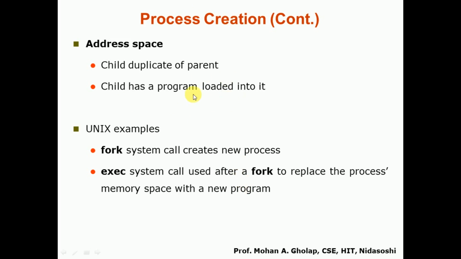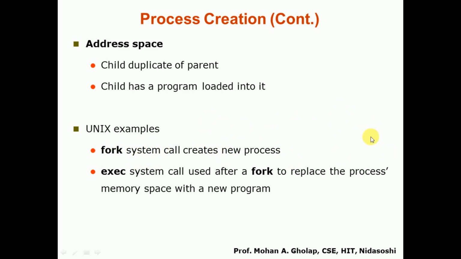Again, as I told you in the previous slide, to create a process there are some system calls that are available. Here we'll see the example system calls which are used on the Unix operating system. On Unix, the system call fork is used to create a new process. So a currently executing process, if it wants to create a new child process, should call the fork system call. When the fork system call is executed, it is going to create a new process.